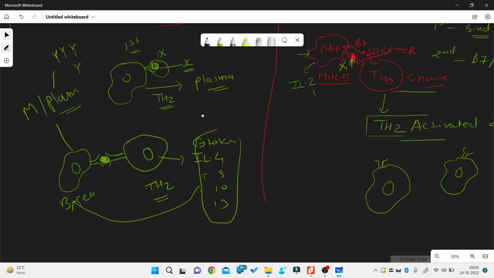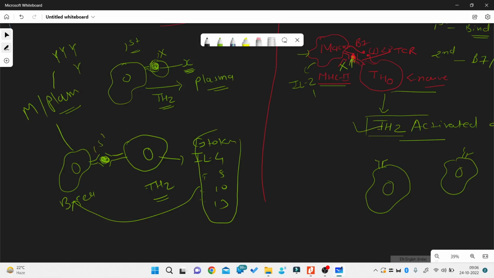So when we encounter this kind of antigen in our body, our B cells come into contact with this antigen. Meanwhile, the macrophage presents the same antigen or same epitope on the MHC2 receptors. TH0 comes into contact with these two. This activates and differentiates TH0 into TH2.